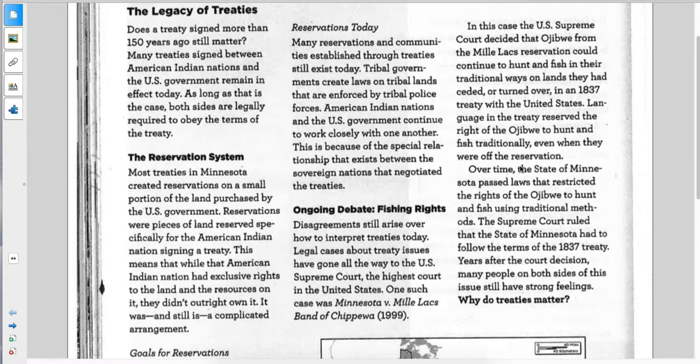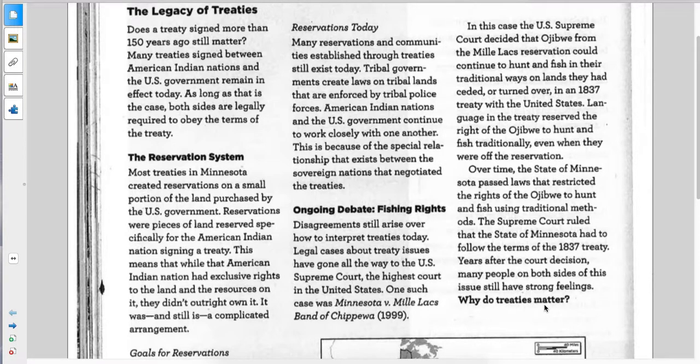Over time, the state of Minnesota passed laws that restricted the rights of the Ojibwe to hunt and fish using traditional methods. The Supreme Court ruled that the state of Minnesota had to follow the terms of the 1837 treaty. Years after the court decision, many people on both sides of this issue still have strong feelings.